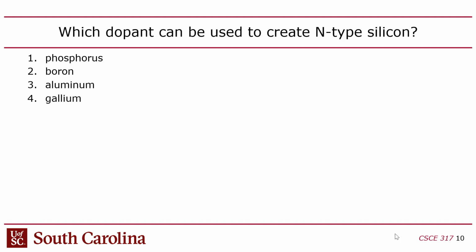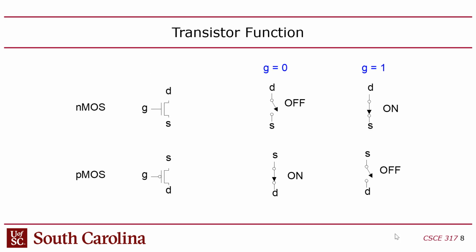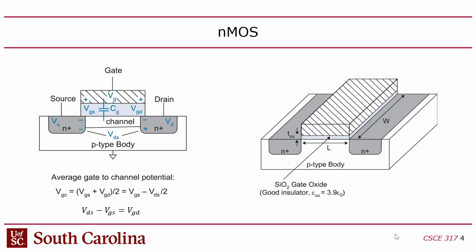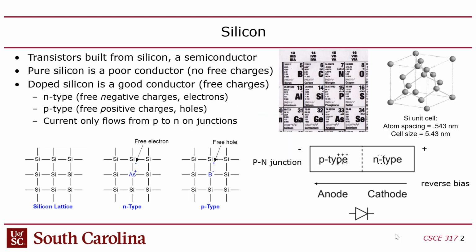So I have a quiz. I didn't have time to prepare one, so I'm just going to give you a quick quiz here. Which dopant can be used to create N-type silicon? Remember, N means the majority carriers are electrons. Phosphorus, boron, aluminum, gallium. You have to go back to the periodic table. I don't have this memorized. But basically, if you want N-type silicon, you have to pick something from the right column. Phosphorus will do it.